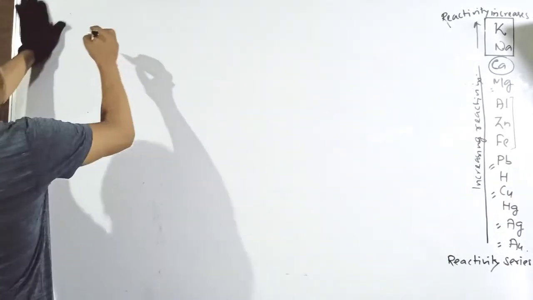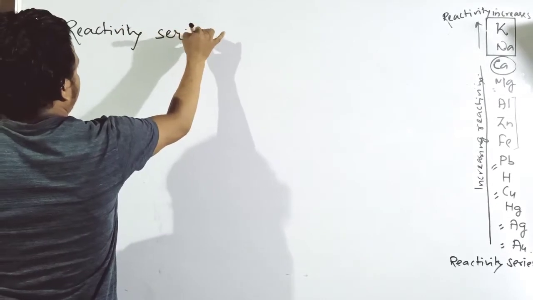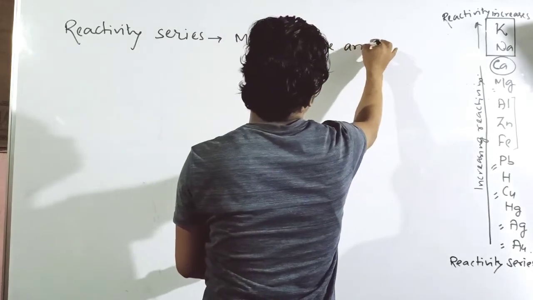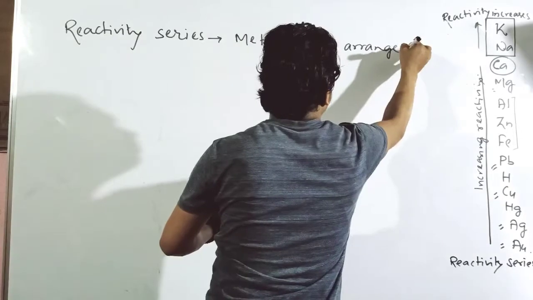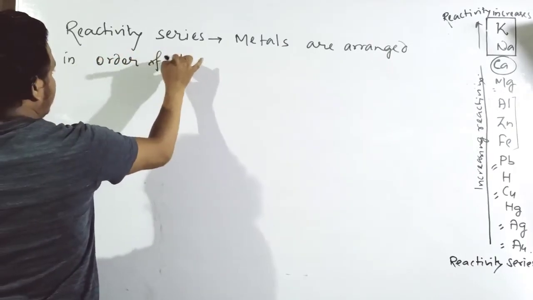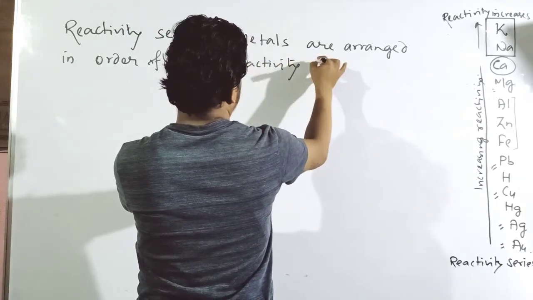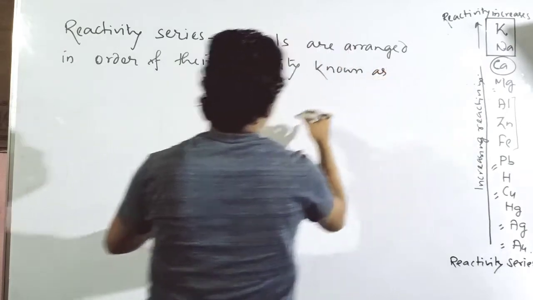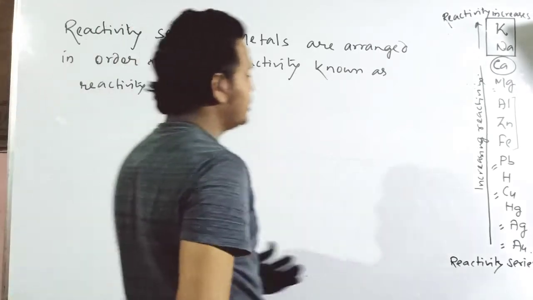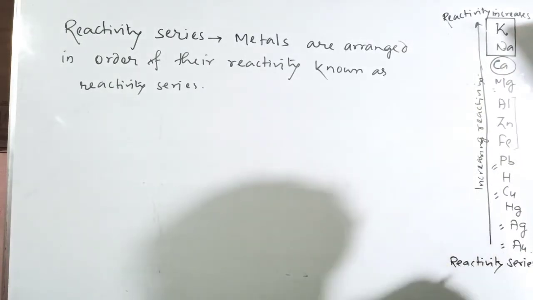So reactivity series means metals are arranged in order of their reactivity, known as the reactivity series. So this is the reactivity series. The above ones are highly reactive and the lower ones are the least reactive.